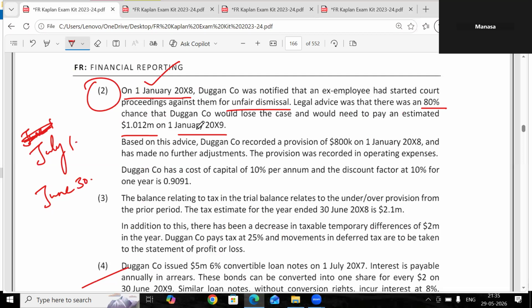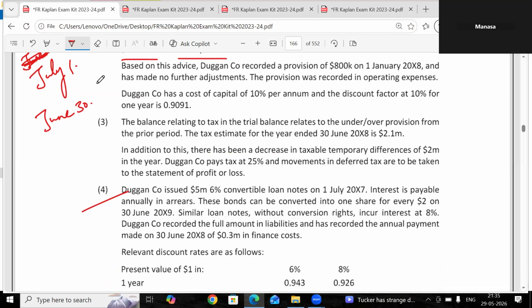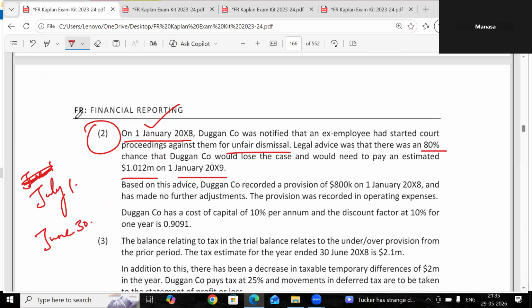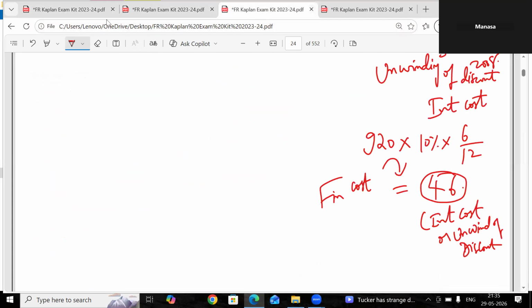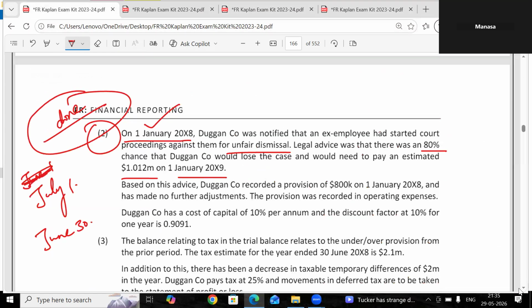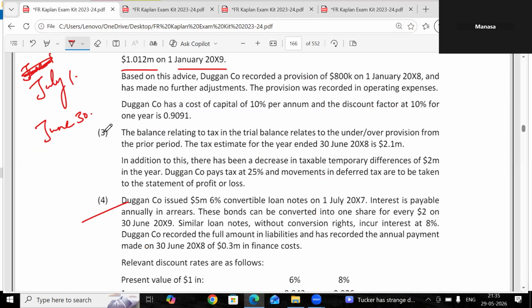So adjustment 1 is completely done. Adjustment 2 is also completely done. Whole adjustment 2 is done. We have shown 120 in the operating expenses and we have shown 46 in the finance cost. Okay. Now we are going to adjustment 3, which is about taxation. We will do that also right now.